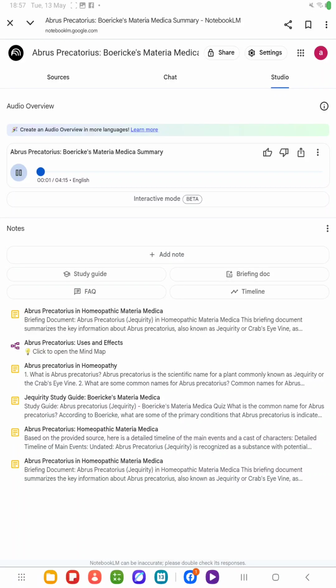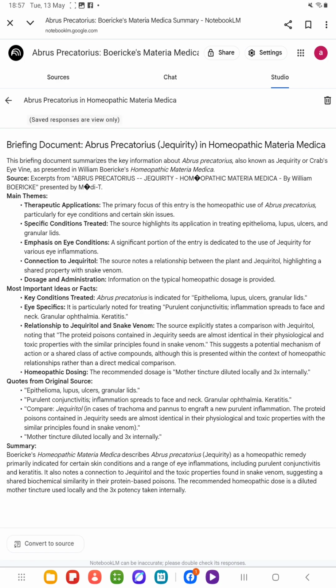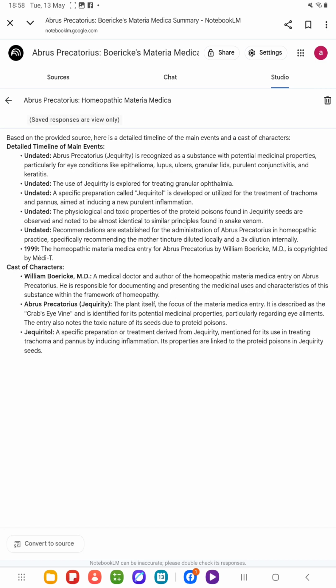Deep dive. Today we're jumping into something quite fascinating from homeopathic sources. We're looking at William Boericke's notes on Abrus Precatorius, which most people probably know by its much more common name, crab's eye vine. Or Jaquarity, which sounds a bit more serious. Yeah, exactly. That contrast is interesting, isn't it? Crab's eye sounds almost cute. Right, like a little bead. But Jaquarity hints there's maybe something more going on, and that's kind of what we want to unpack here.